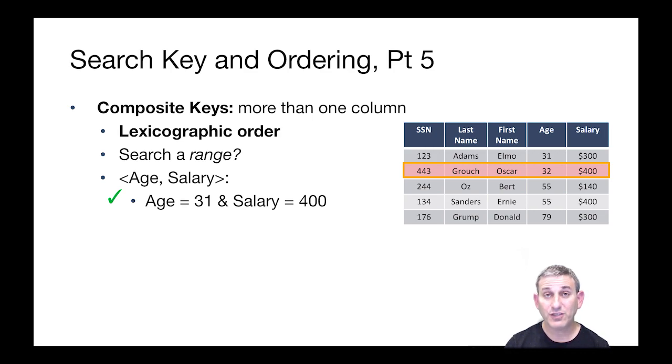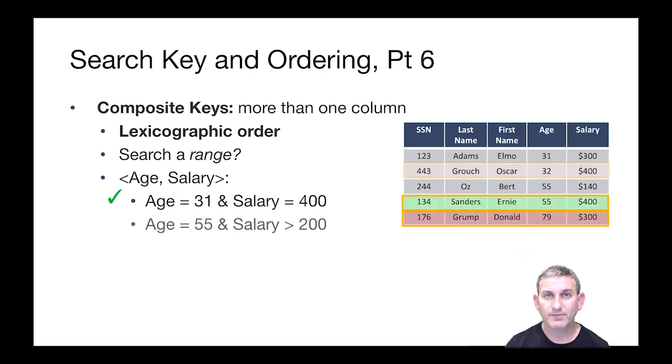And of course, from our definition, it matches because we've got all equality predicates, and there are equality predicates on the columns in the composite key. Here's another example. Age equals 55 and salary is greater than 200.